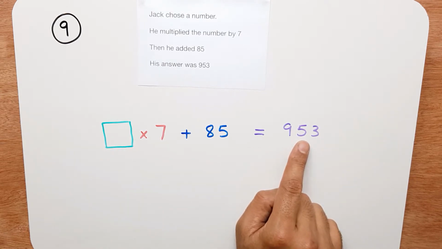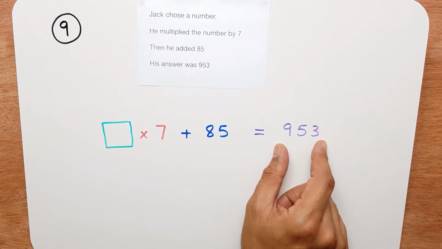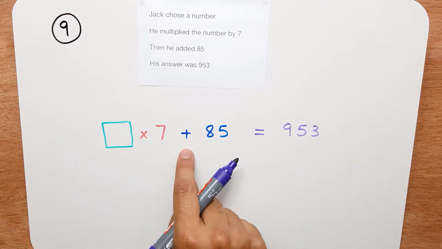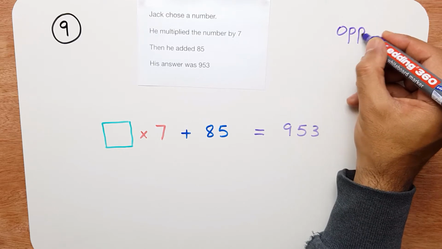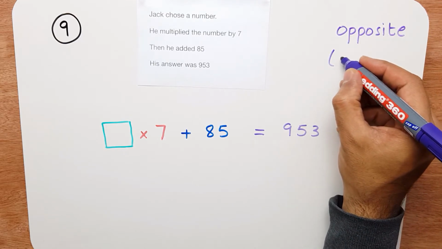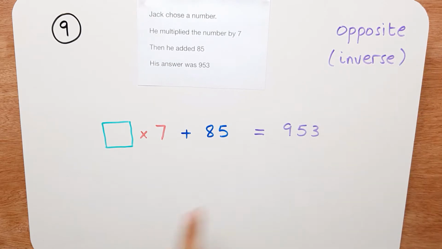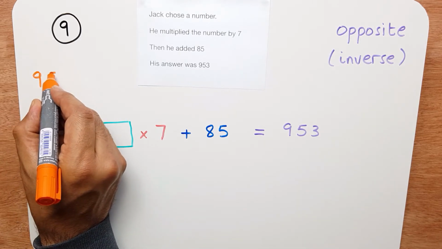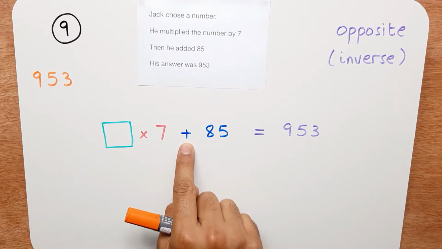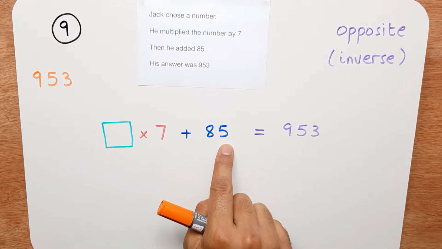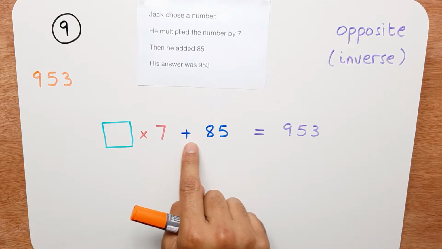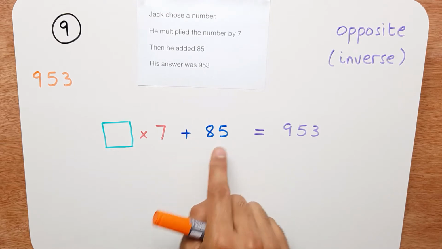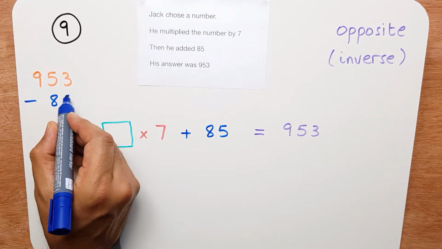All we need to do with this sort of question is start here with the answer and work our way backwards. Now when you're working your way backwards, you have to do the opposite. And another word for that is inverse. So let me start with 953. Instead of adding 85, we need to do the opposite or the inverse, and the opposite of add 85 is take away 85. So we need to take away 85.